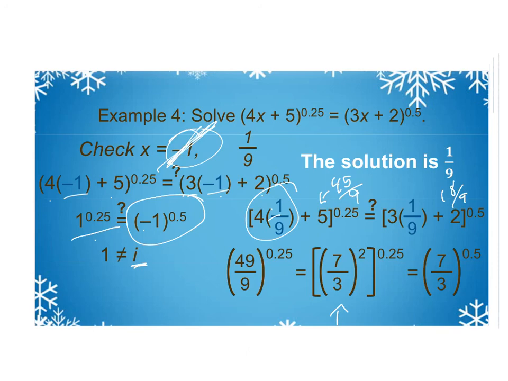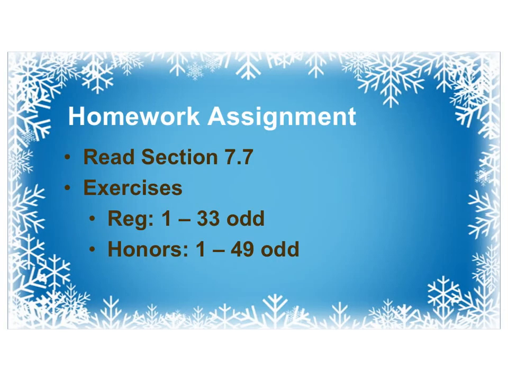Okay, the 4th root of 49 over 9. So this is 7/3 squared, right? Because the square root of 49 is 7 and the square root of 9 is 3. So what I did is change this into squares, and then when I multiply it times the 1/4, now I've got 2 times 1/4, which is 1/2, and I've got 7/3 to the 1/2. Alrighty. So those did equal, so 1/9 is my only solution. All right, and there's your homework.